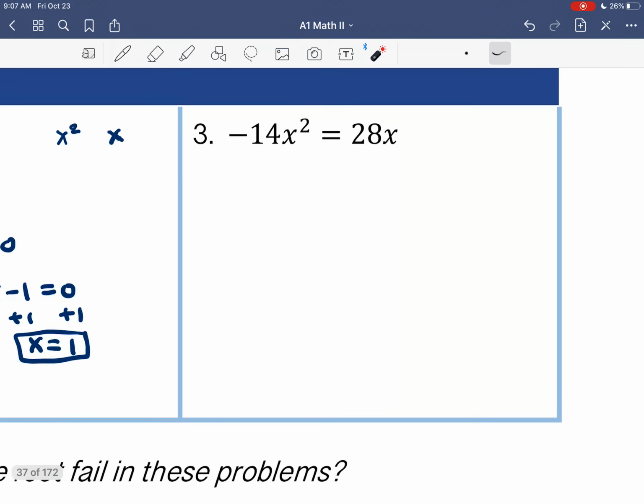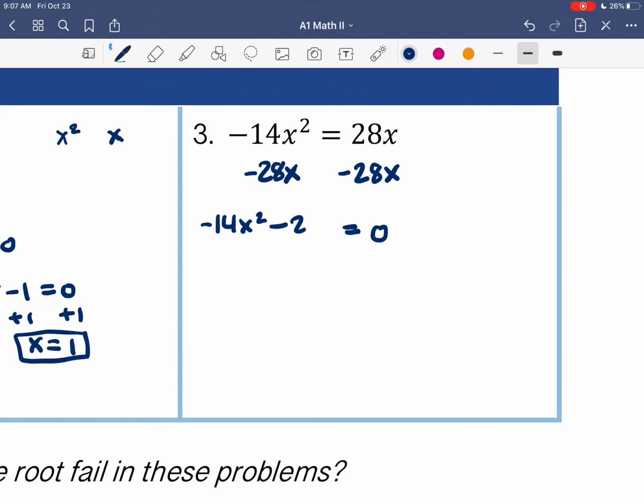Okay, one last one here with some bigger numbers for us. Again, the first step is to make it equal to 0, so move everything to one side. So we're going to take away 28x on both sides. This makes 0 on that side. Again, I'm not combining like terms. I'm not combining those two terms just because they're beneath each other. I'm just writing that so that I know it's on that side of the equation. Can't combine them because they're not like terms.